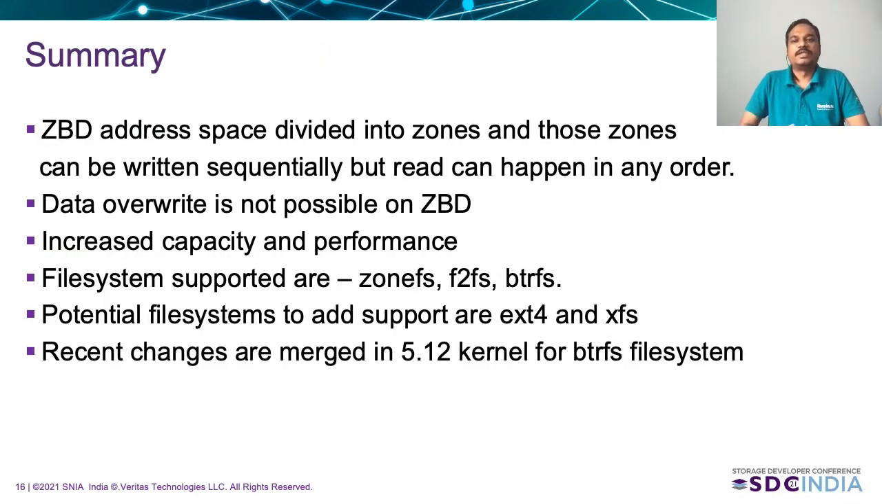In summary, let me sum up the main points we discussed so far. The zone block device address space is divided into zones, and those zones can be written sequentially, but it can happen in any order. Data overwrite is not possible on a zone block device. When we use zones on the device, it increases the capacity and performance. File systems supported are zonefs and Btrfs and Btrfs. ext4 and xfs are 2 potential file systems in which support can be added. Recent changes are merged in the 5.12 kernel for the Btrfs file system.